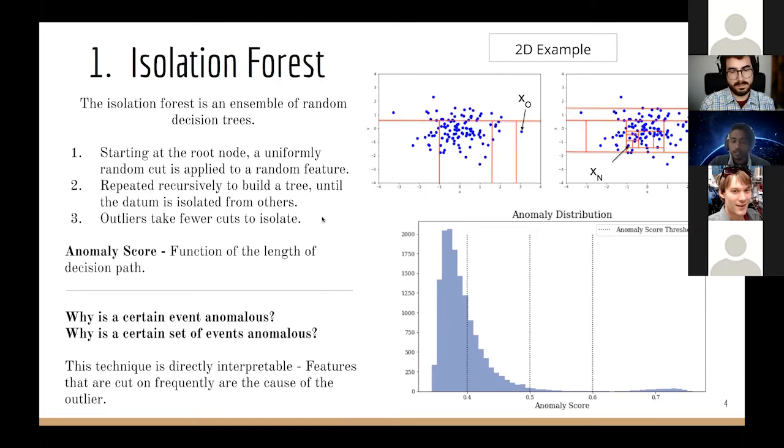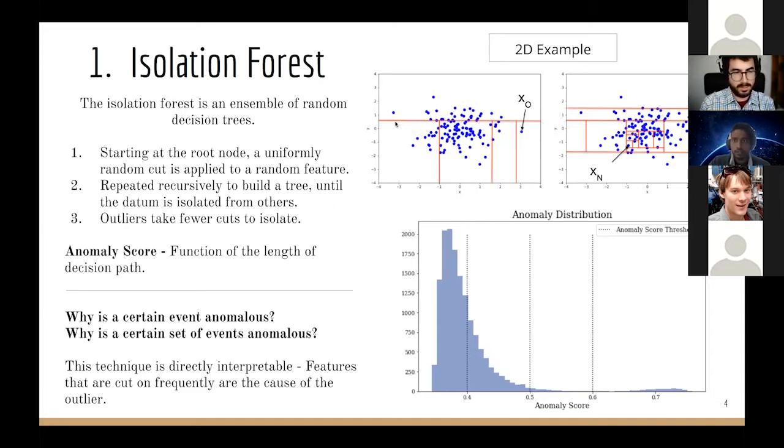And the main idea here is that outliers, being few and far away from general populations, take fewer cuts to isolate. So in this 2D example here, you can see this in action. You have your main distribution here, and you apply a series of cuts denoted by these red lines, until you separate this XO point from the others. If you're trying to separate a point that's in the midst of the big population, you will need many more cuts than you would for an outlier. So that's the basic principle.